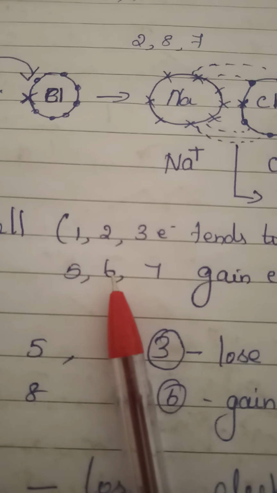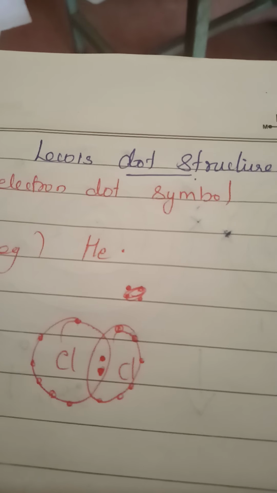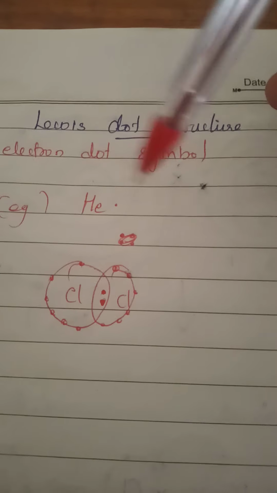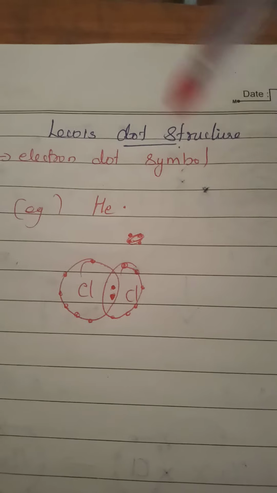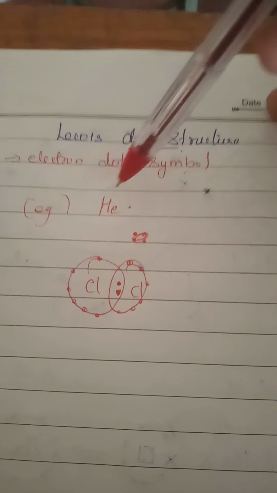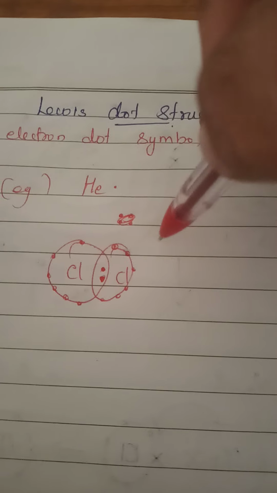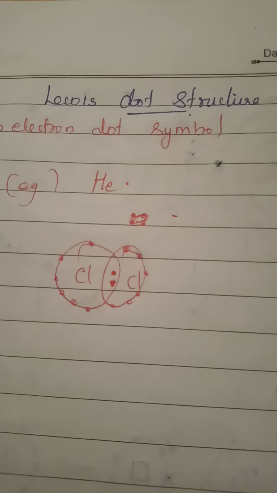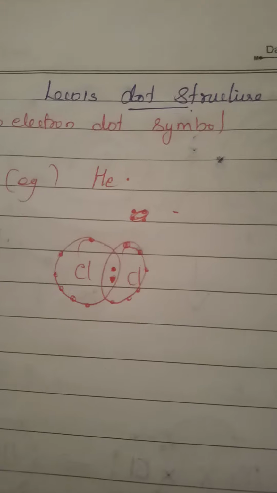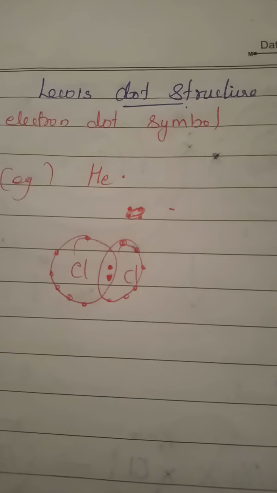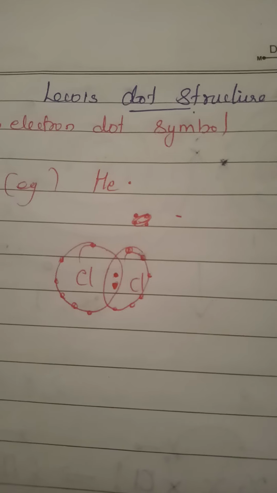Next one. Students, the next one is the Lewis dot structure. That is, it is an electron dot symbol. This is just an electron dot symbol. See, I have drawn it for sodium and chlorine, putting dots for electrons. This is just to symbolise the electrons present in the valence shell. The Lewis dot structure is the symbol used for the electrons in an atom.